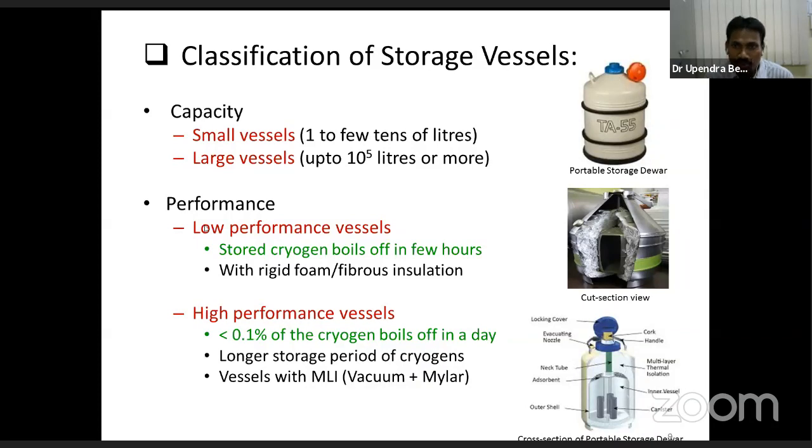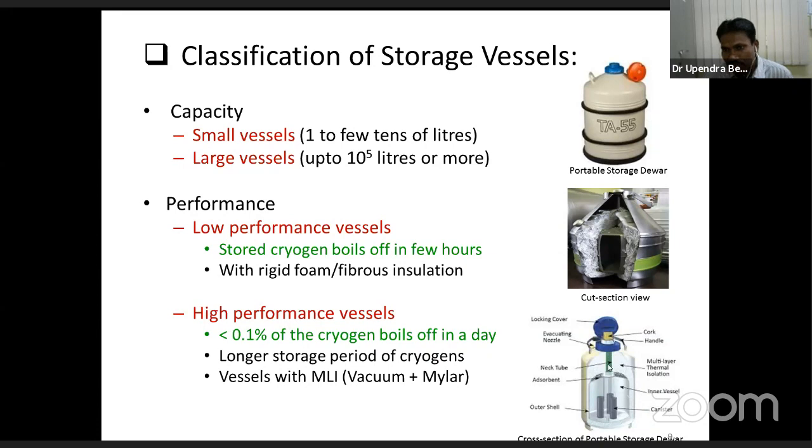And depending on the performance, they can be classified as low performance vessels, where cryogens can be stored but just get boiled off in a few hours, where the insulation is not of the best quality, and either rigid foam or fibrous insulation is used. And high performance vessels, where the percentage evaporation or boil off of the cryogens is less than 0.1% in a day. Because of that, there is a longer storage period of cryogens, and these vessels are with multi-layer insulation, that is vacuum plus mylar. This shows the cross-sectional view of a portable dewar, and I'll come to this after finishing this.